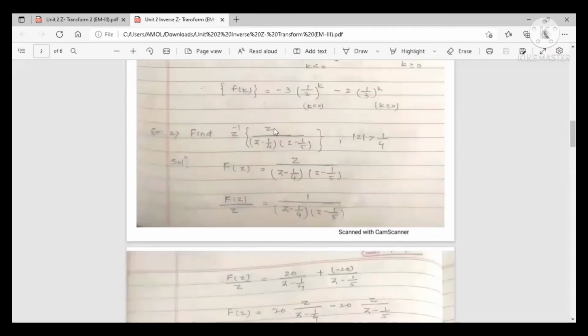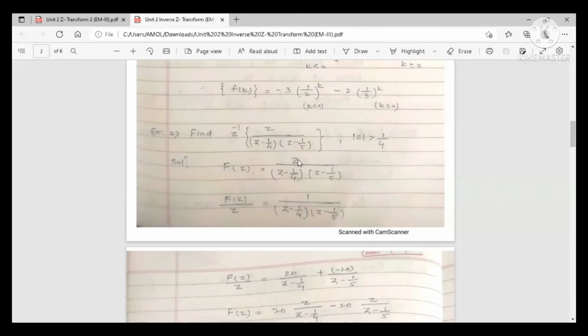Find the inverse z transform of z upon z minus 1 by 4 into z minus 1 by 5. Mod z is greater than 1 by 4. The condition is given. So the inverse z transform of this bracket term is nothing but the z transform, and we use the notation f of z. It is f of z equal to z upon z minus 1 by 4 into z minus 1 by 5. Now we do the partial fraction of f of z upon z.